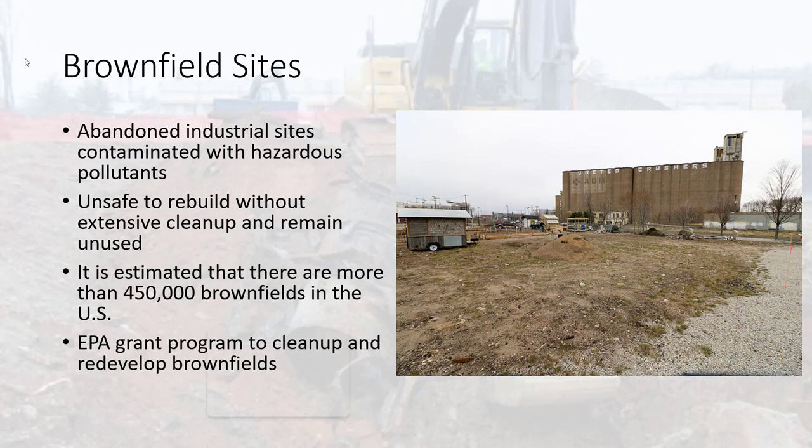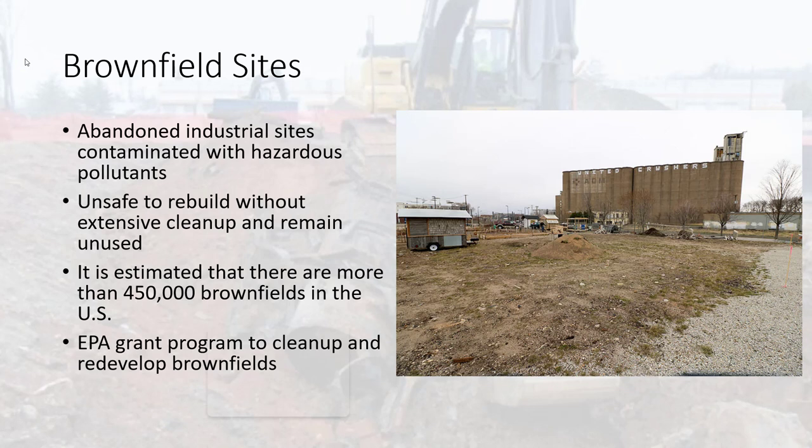It's estimated that there are more than 450,000 brownfields in the U.S. So these abandoned industrial areas need to be remediated, but without being remediated, they are just going to persist as what you see there in that picture. Now, fortunately, there is an EPA grant program that provides money to clean up and redevelop these brownfields. So you can take that abandoned land or that abandoned industrial area and transform it into something that could be used by the community, whether it is a park, passive recreation area, or some other type of development.